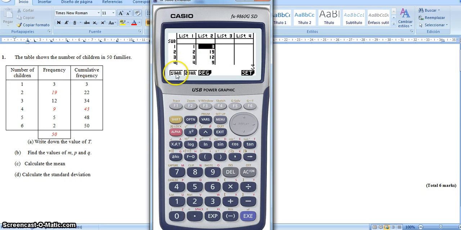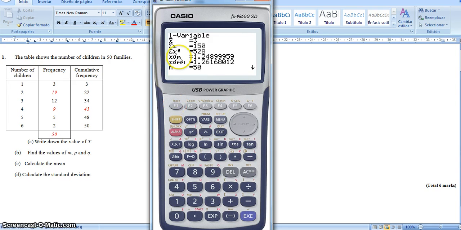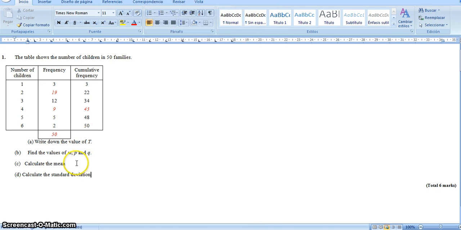Now we go to one bar and we are going to have everything. Look, this x with a roof, that is the mean. So for this data we can just write here mean equals 3.